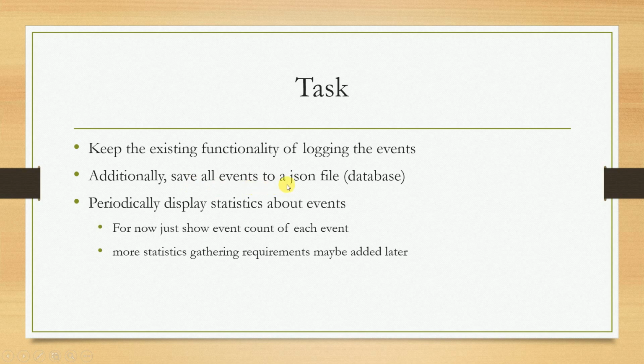So our task is to keep the existing functionality of logging the events, but additionally we need to save all events to a JSON file, or it could be a database like a SQLite database or a MySQL database, but for the sake of our tutorial we'll just do a JSON file. This could be because the company might want to run some analytics on the events, so they want to save them in a database.